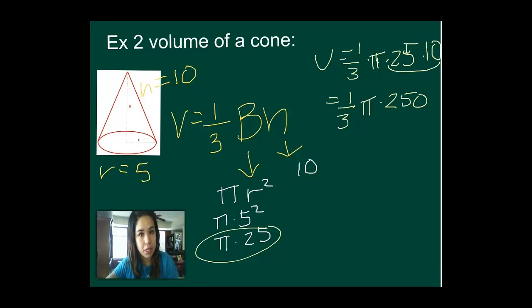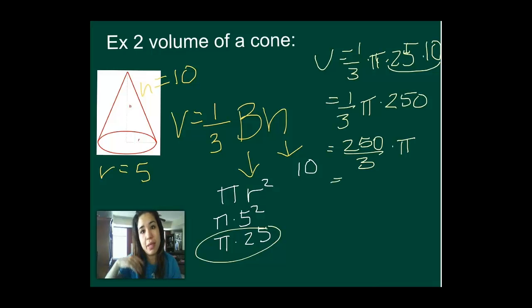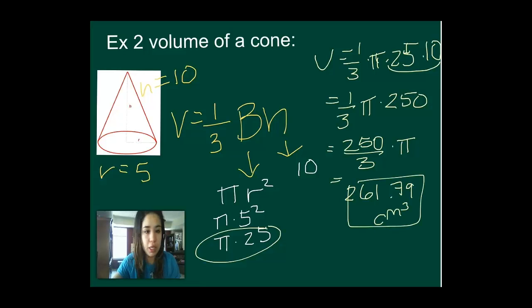Now my next step, just like the previous one, remember that times 1/3 is the same thing as dividing by 3. So I can write this as 250 over 3 times pi. If I plug all of this into my calculator, 250 divided by 3 and then times pi, which is 3.14, my final answer ends up being 261.79 centimeters cubed, because again we are dealing with volume, which means that the units are going to be cubed.